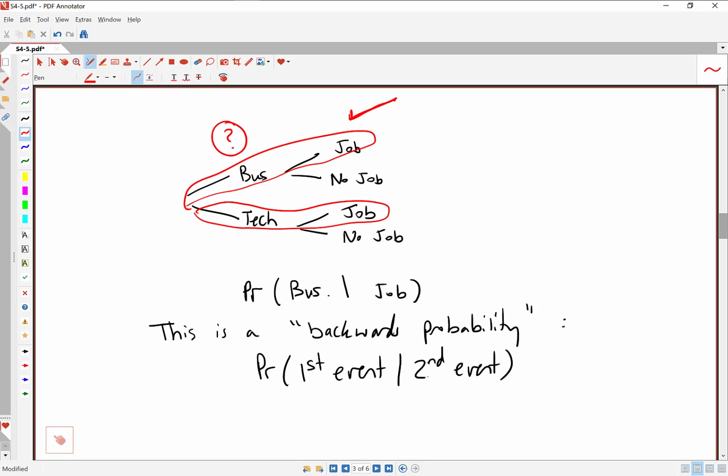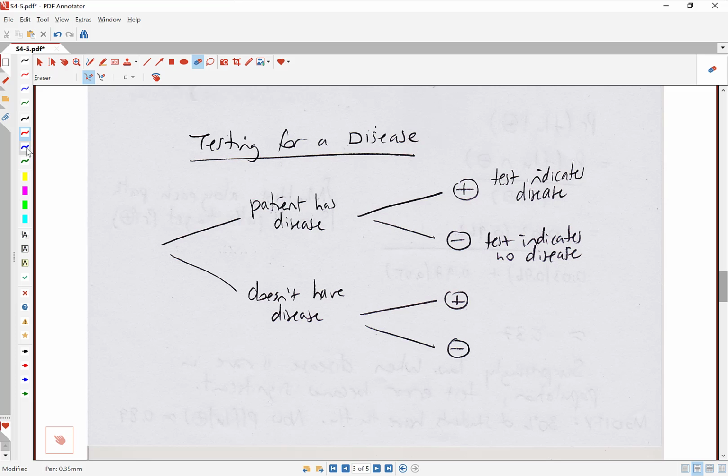So let's look at another context where these backwards probabilities come up quite often. Let's look at the situation of testing for a disease. So this could be something like testing people for the flu, for example. We'll think about the first possibility, whether a patient has the actual disease, so has the flu, or whether they don't have the disease. From there, a patient may test either positive or negative for the disease. So let's think about what this plus and minus represents. When we say plus, this means a positive test result, and what that means is the test indicates the disease.